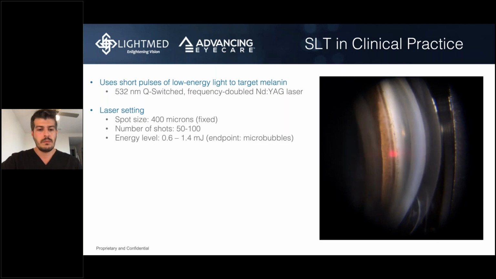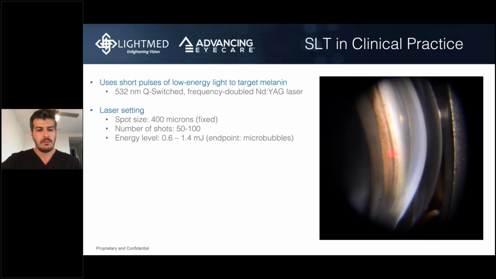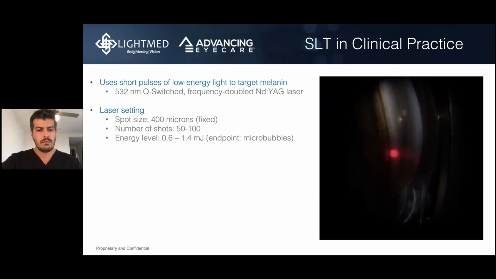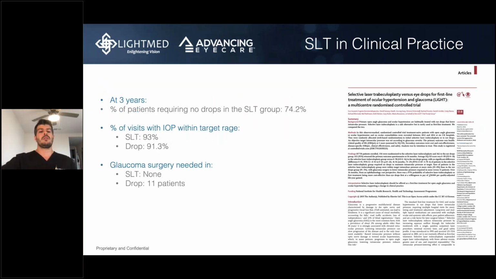What percentage drop is seen with SLT in a patient already on a PGA? That's a great question. We know that every time you're on an eye drop already, obviously that's going to bring your eye pressure lower because you're on the drop. And the lower the pressure gets, the less efficacious the SLT.